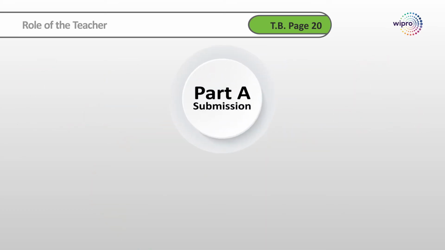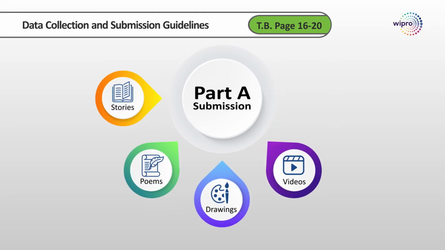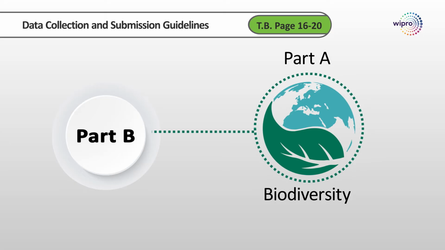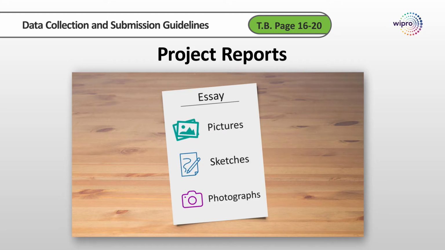Part A submissions can be made interesting by presenting them in the form of stories, poems, drawings, videos or graphs. Part B is to connect what you learn about biodiversity in Part A to the local context and to other domains. With the help of guidelines for writing project reports, students can complete the essay by including pictures, sketches and photographs.